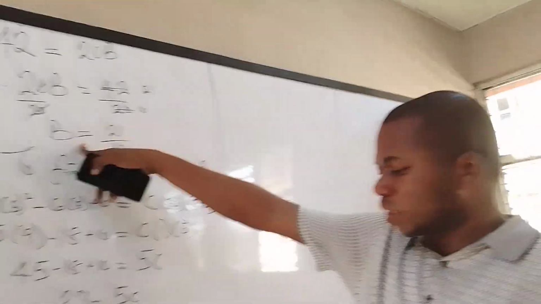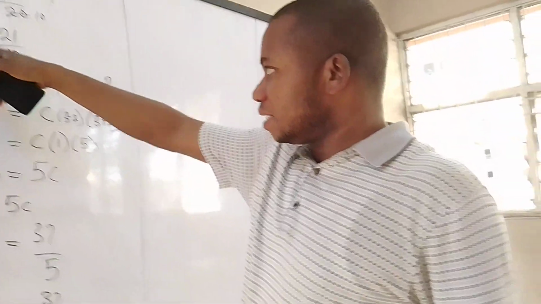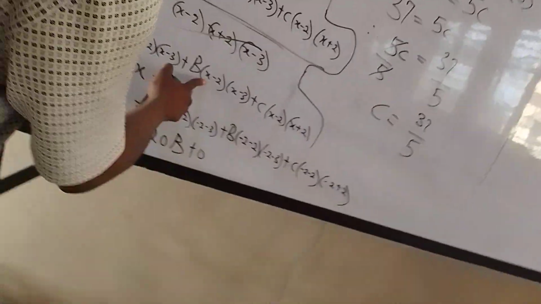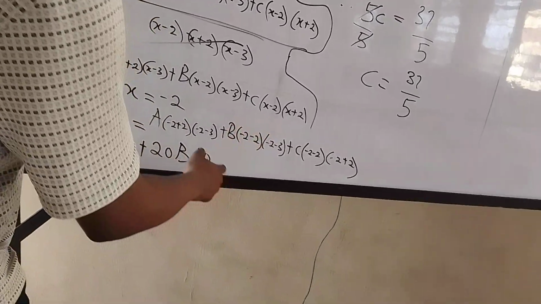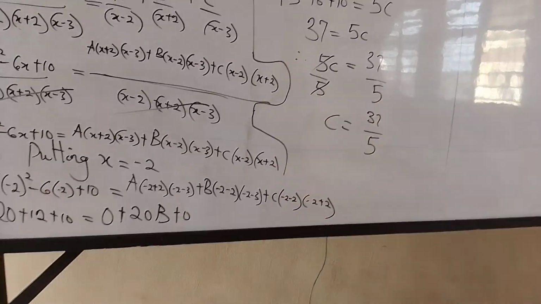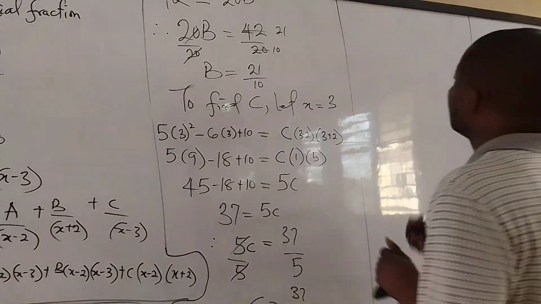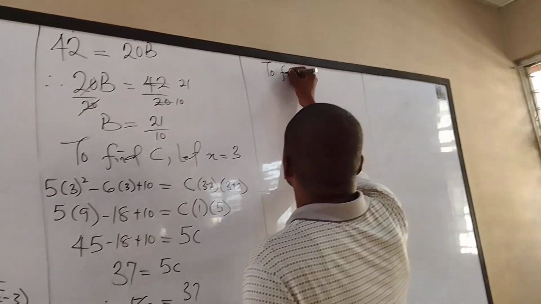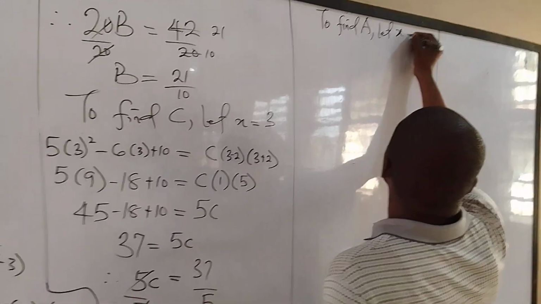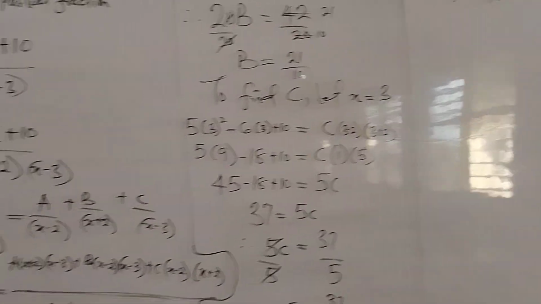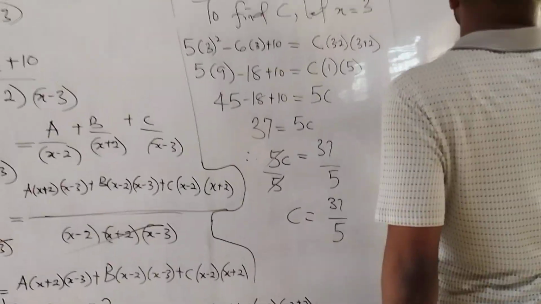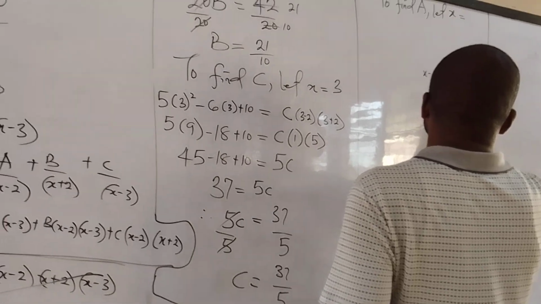So which means that for us to get our a, we are going to eliminate b and c, right? Is there anything that is common to b and c? Yes, x minus 2 is common. So this method can go. To find letter a, we say let x be equal to what is common to b and c, which is x minus 2. We say x minus 2 is equal to 0, which means that x is equal to 2.